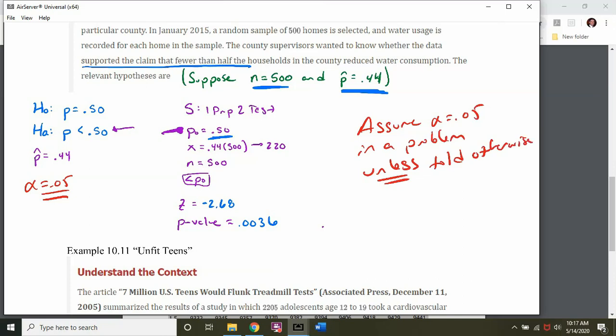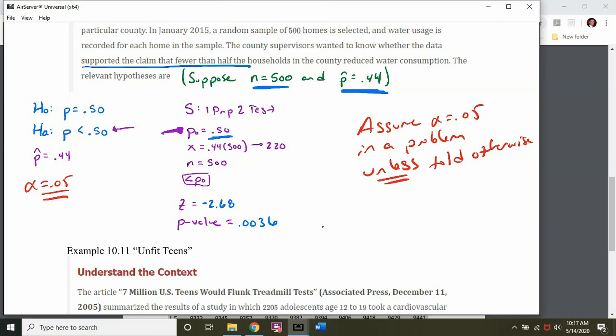That's the most common significance level used, okay? So assume 0.05 in a problem unless you're told otherwise. Sometimes it'll be like 0.01 or something else, okay? So just be careful. And on the WebAssign problems, it's very clear in each problem, okay? But in any event, let's draw our conclusion.